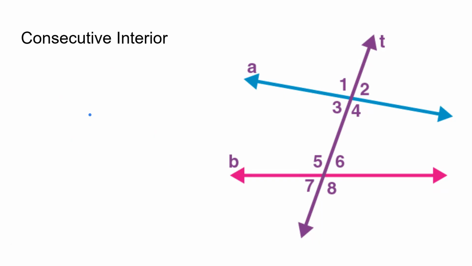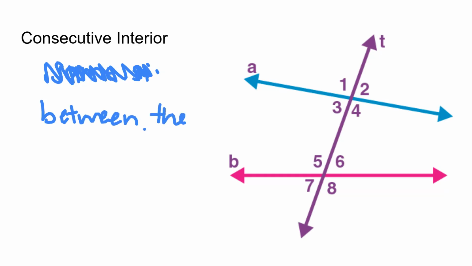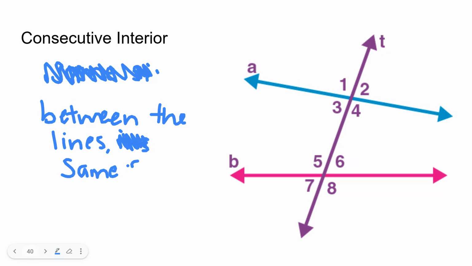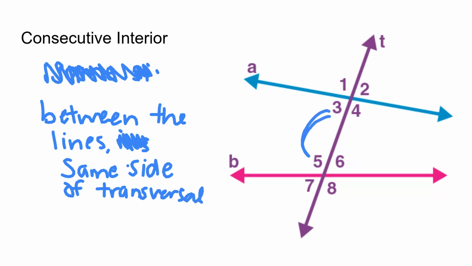And lastly, we have consecutive interior angles. Those are angles on the same side of the transversal, on the inside, between the lines. So that would be like 3 and 5. They're on the same side of the transversal, they're on the inside, and 4 and 6.